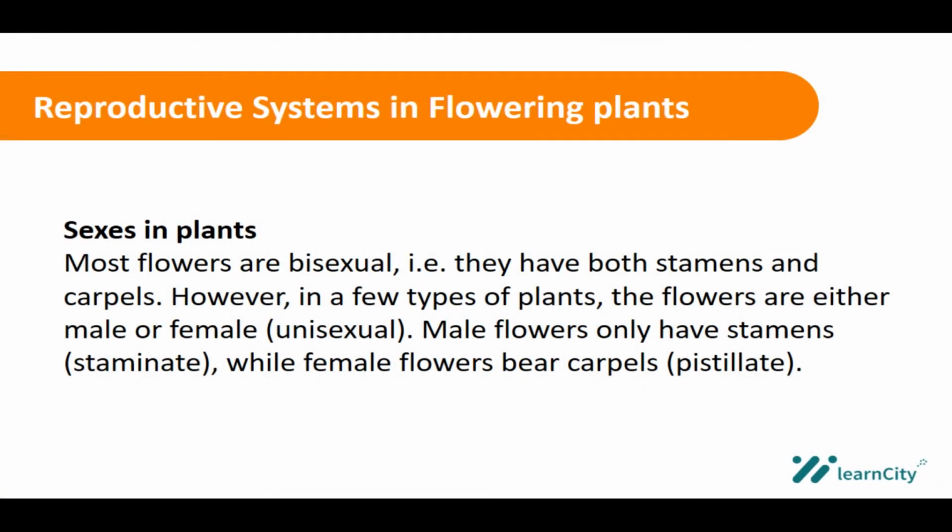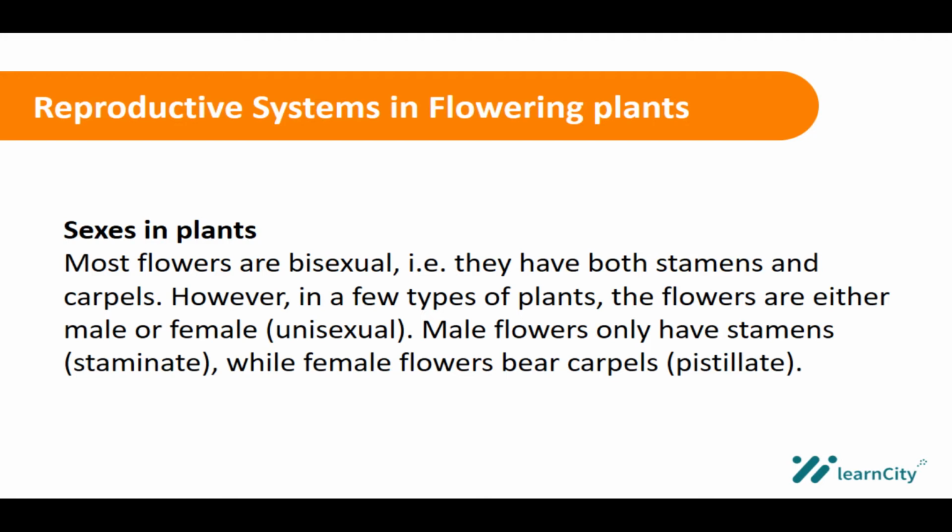Now most flowers that go through sexual reproduction are bisexual. The flower is the organ of sexual reproduction. Most flowers that we have in plants are bisexual because they have both stamens and carpels. The stamen is the male part of the flower, and the carpels are the female parts of the flower. So most flowers have both stamens and carpels, so they are bisexual flowers.